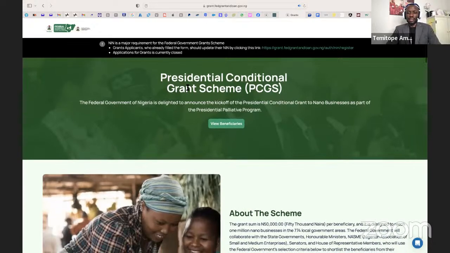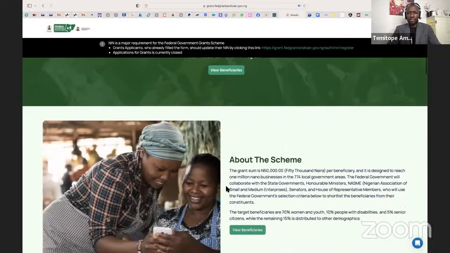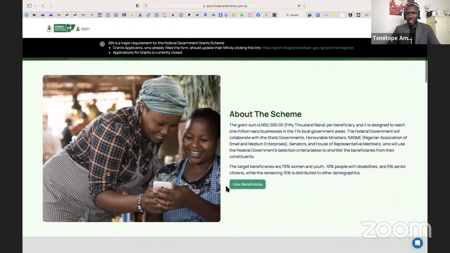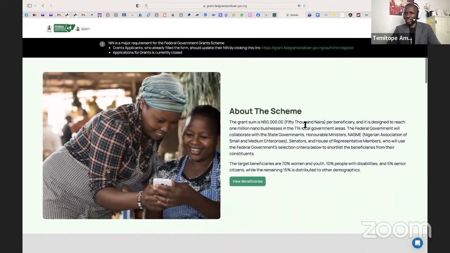So I still feel I need to read more on this to be sure that it is the same application, because I'm just worried, 6 days ago, 4 days ago, and now it's closed. So the information in this video is basically to show us how we can validate information and get more information on grant opportunities and the likes. You can read about it that the grant sum is 50,000 per beneficiary, and is designed to reach 1 million nano businesses in 774 local government areas.